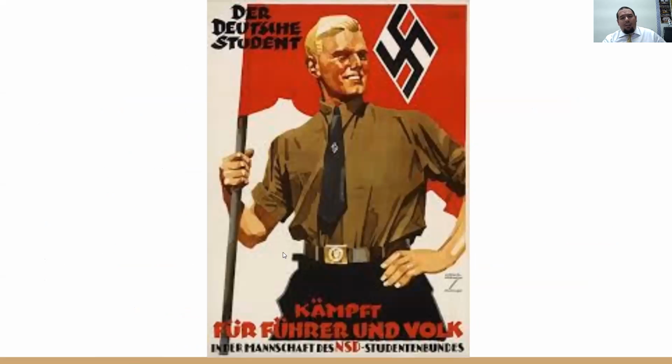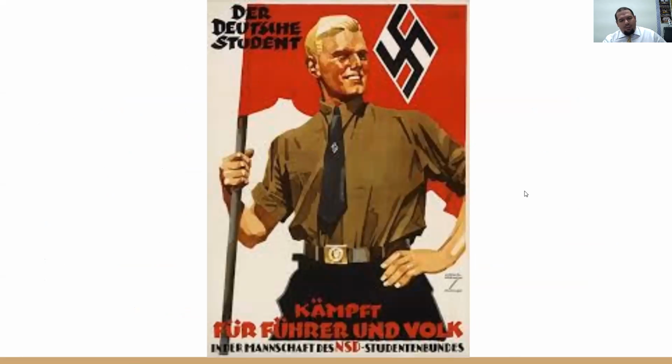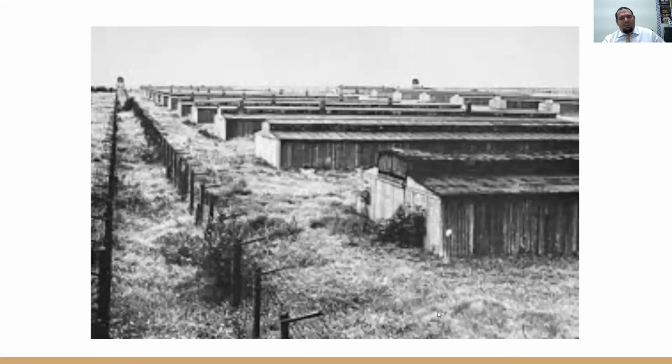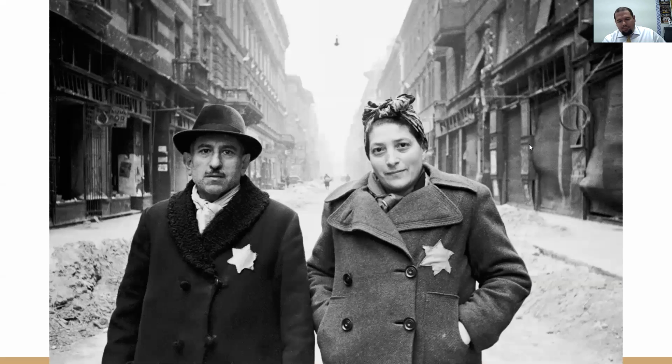Here you have Nazi propaganda, blue hair, Aryan race. German student, I don't know what that means. Kampf, struggle for the Führer and Volk, culture, people, Volk. If you know German, translate it. Here's a concentration camp. Jews had to wear, as we know from the Nuremberg laws, the Yellow Star of David. They were put into ghettos first.